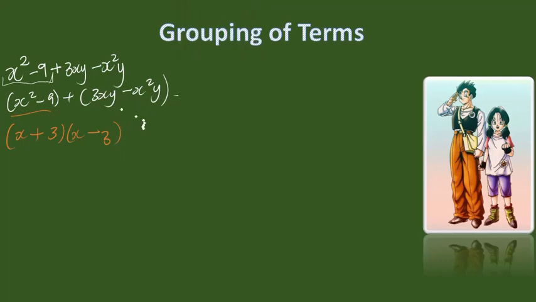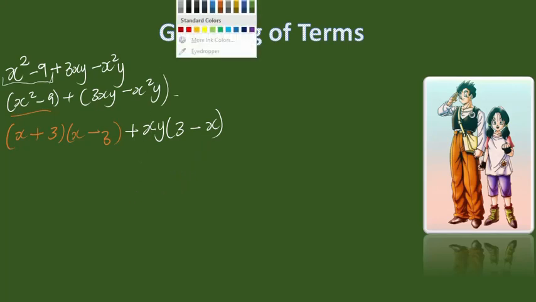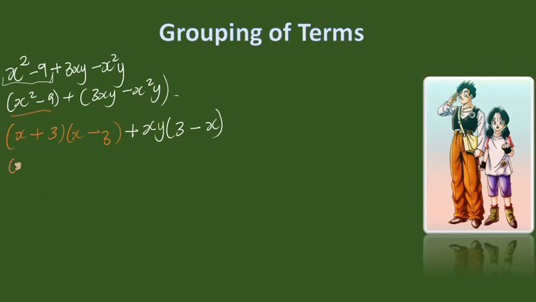And then here, I want to take out a common factor. Let me take out xy as a common factor because I also have xy here. So I take out xy as a common factor. And then inside the brackets, I'm left with a 3 here. And then here I'm left with a minus x. Do you see that? I take out xy here. I'm left with a minus x. So the part in orange, let me continue writing it in orange. I have x plus 3. I have x minus 3.